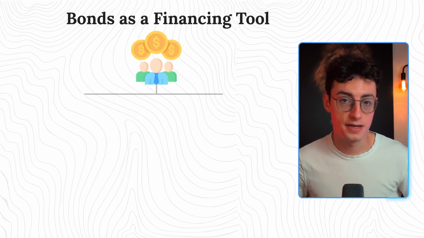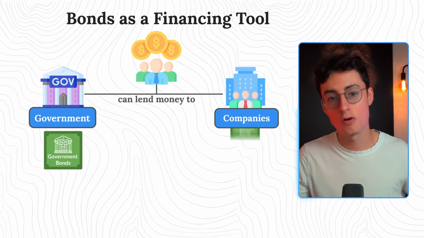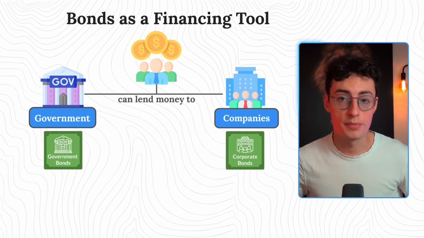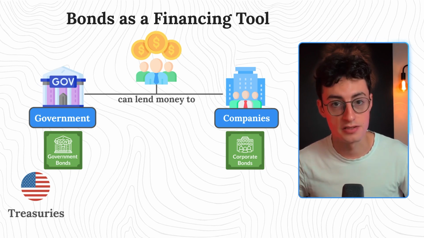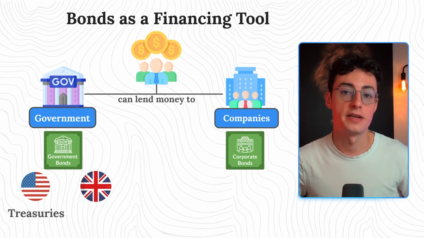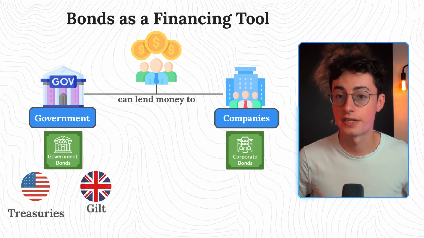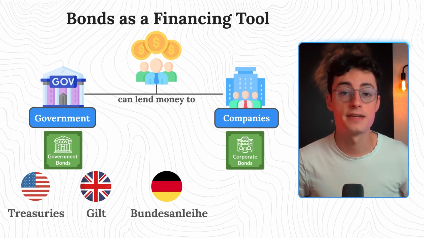Bonds serve as a financing tool for governments or companies. These are called government bonds or corporate bonds, respectively. For example, government bonds in the US are called treasuries, like treasury bonds, and are used to finance the American state. In other places, like the United Kingdom, a government bond is called a gilt, and in Germany it is called a Bundesanleihe. It has different names in different countries.